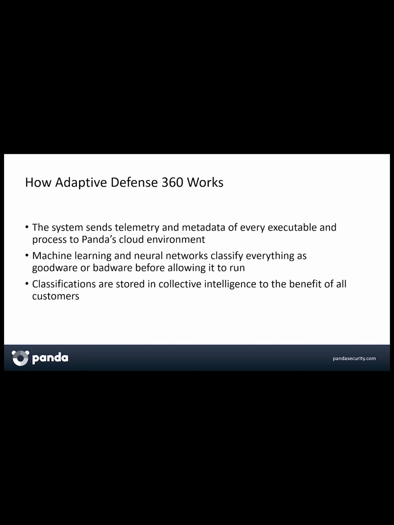Adaptive Defense 360 works by sending the telemetry and metadata of every executable and process collected by the simple-to-deploy agent to our cloud environment, where we then use a combination of machine learning algorithms and a neural network to predict and then classify the behavior as either goodware or badware. These classifications are then stored in what we call the collective intelligence that then benefit our entire user base, from our base endpoint protection customers all the way to other Adaptive Defense 360 customers.